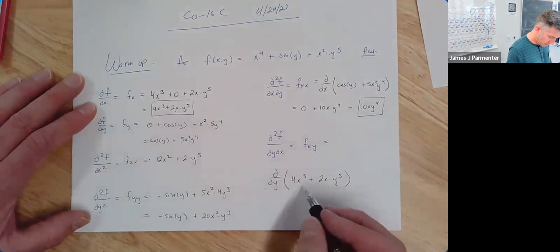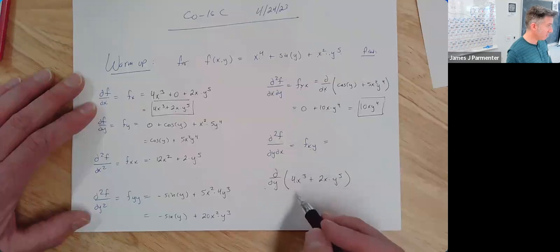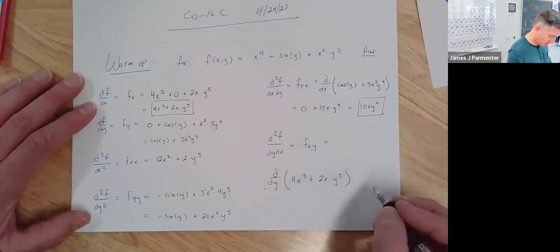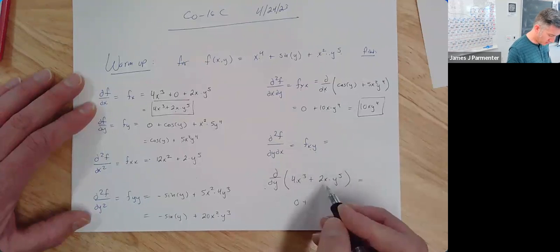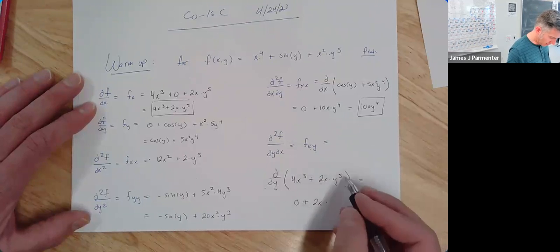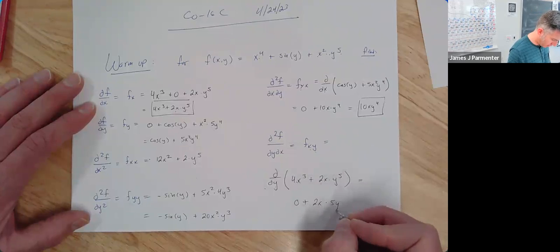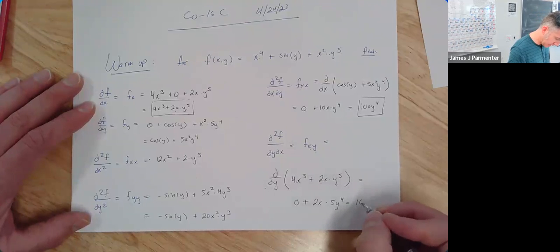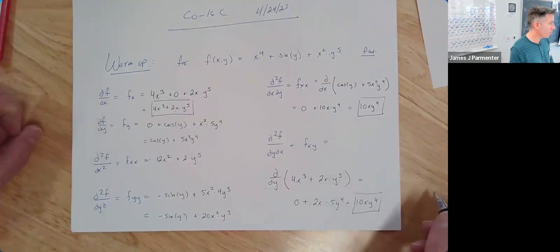When we do that, the derivative of 4x cubed, well, it doesn't have any friends that are variables, so its derivative is 0. And there are 2x times y to the fifth. Well, the 2x gets to hang out because its friend is a variable, and the derivative of y to the fifth is 5y to the fourth. And we get the same thing as the other way. You still get 10x times y to the fourth.